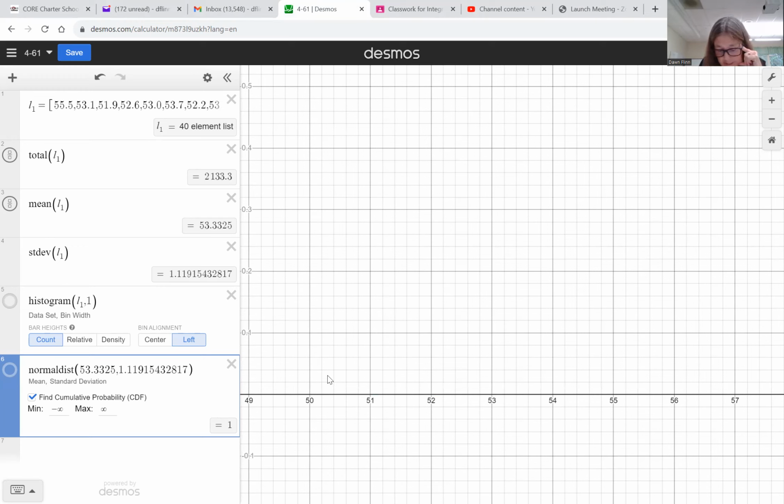So I think we did this one in class. I grabbed this data, and if you don't remember how we did it in class, you go into Desmos, and then you have to name your data set. I like to use the letter L for list, so I type L1, and it makes an L with a little subscript of 1. Then you hit the equal sign and a square bracket. There are 40 decimal numbers in there that are separated by commas, which is very hard for me to type.